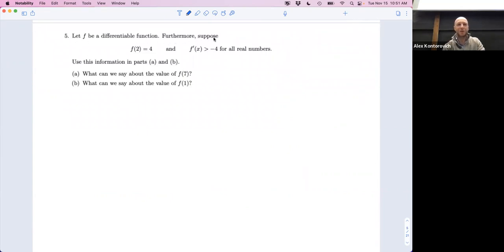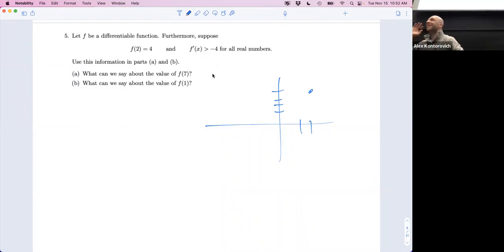F is a differentiable function. Suppose furthermore that f of 2 is 4. Okay, I got to draw a picture. 1, 2, 3, 4. Right there. And f prime is greater. What does this smell like before I even read anything? It smells like MVT. Okay, I have one value. Yeah, exactly. Use this information in parts A and B.